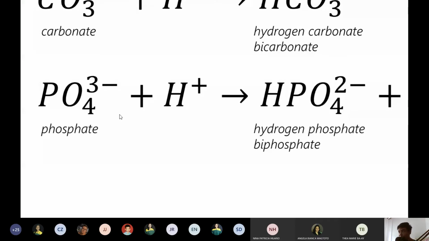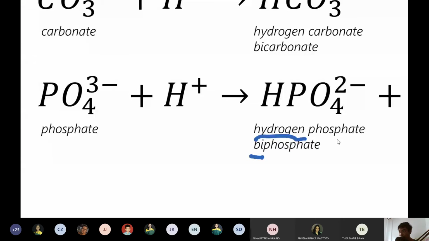Okay, let's have another example. We have phosphate, PO4 3-. If I add one hydrogen to this, what happens to the charge? The -3 plus 1 becomes -2. The formula gained an H. Since I only added one hydrogen to my phosphate, the name will have the hydrogen or the bi prefix, so I will attach that.